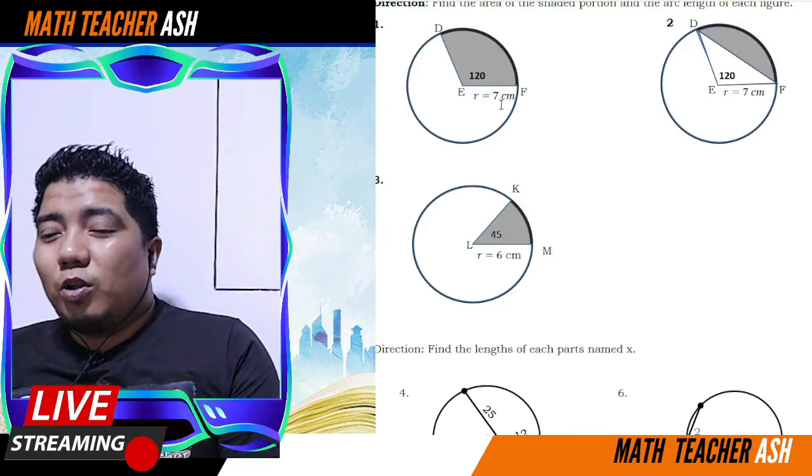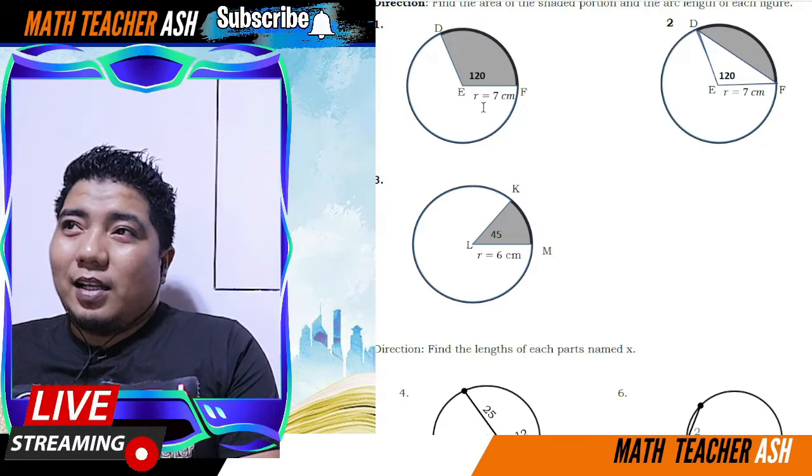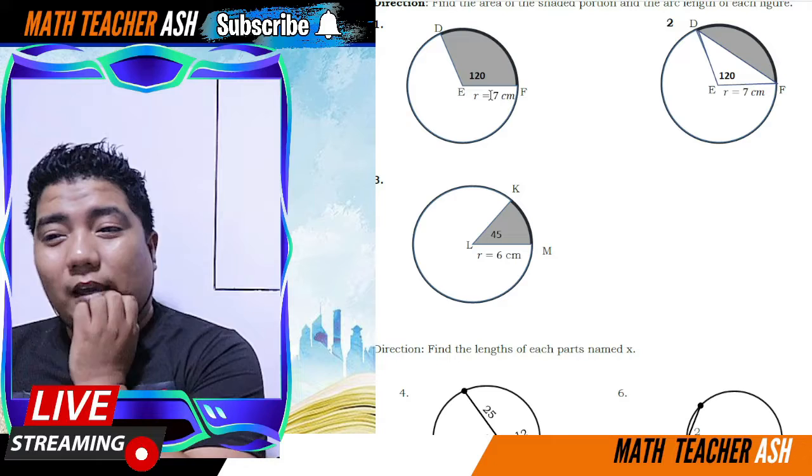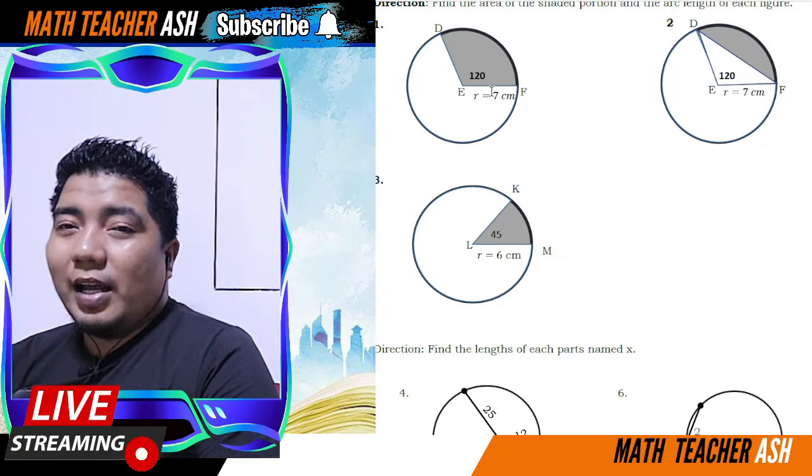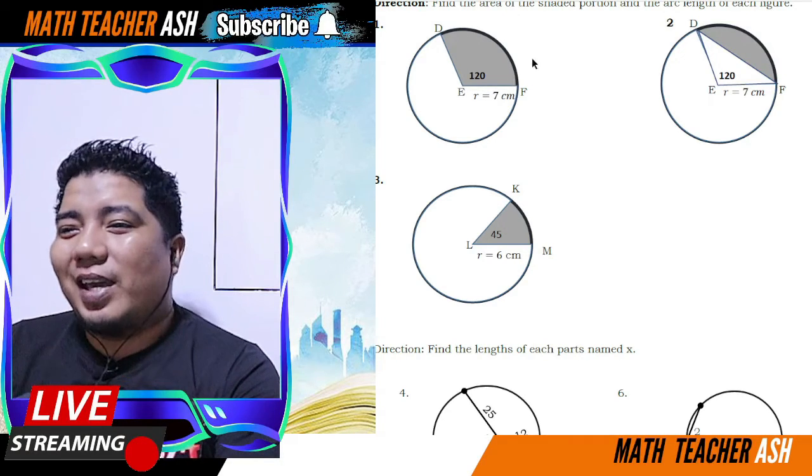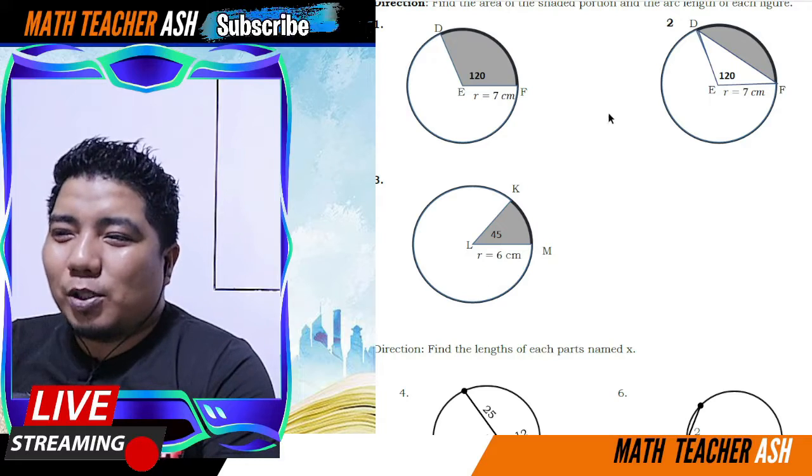12 over 36. That is 1/3. Okay, so 1/3. So 49 pi over 3. Okay, ganun lang kadali. Cm squared.